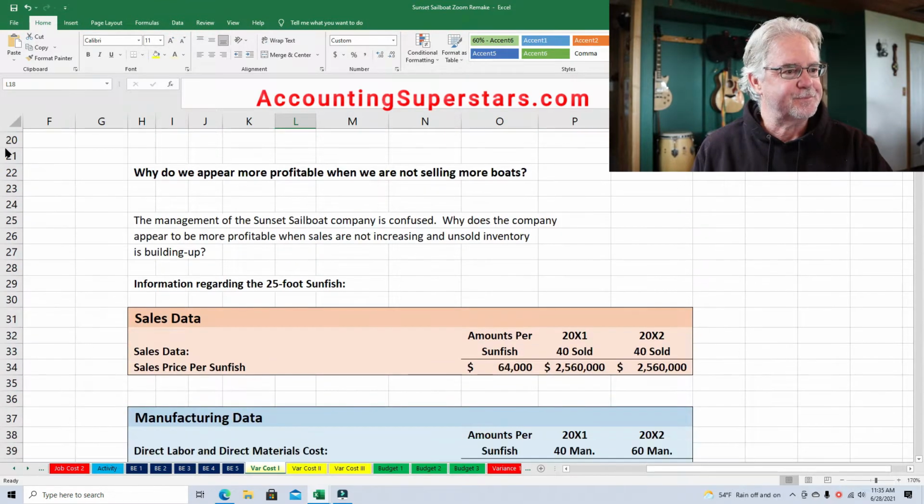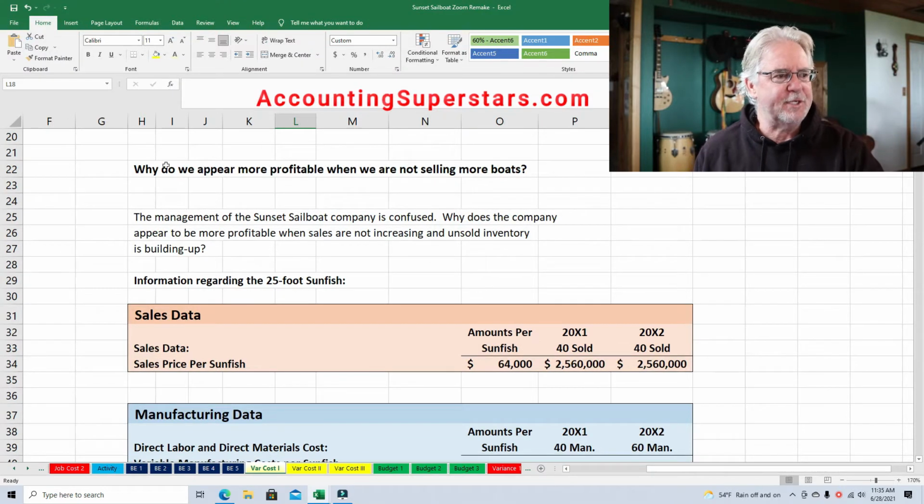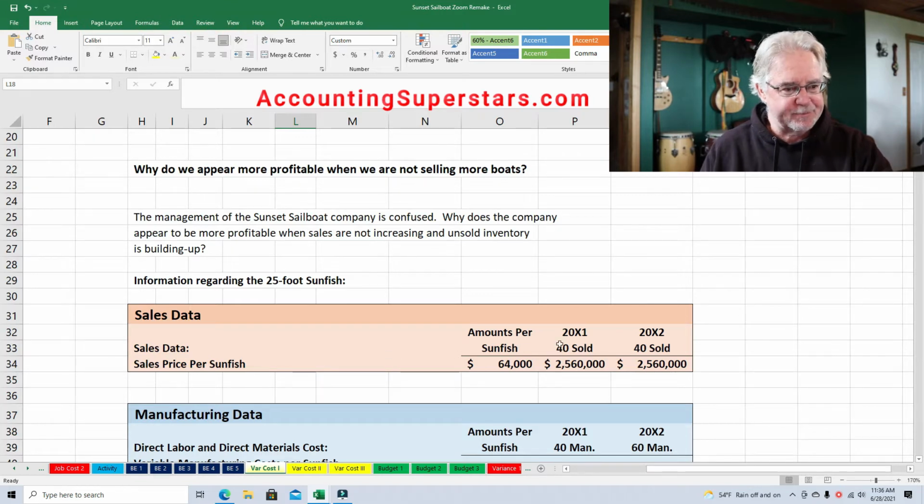So here we are. So here's a big question. Why do we appear more profitable when we are not selling more boats? So here we have a company, the Sunset Sailboat Company. They sold 40 Sunfishes in 2001, 40 Sunfishes in 2002. And so here's the sales data right here in this first chart.